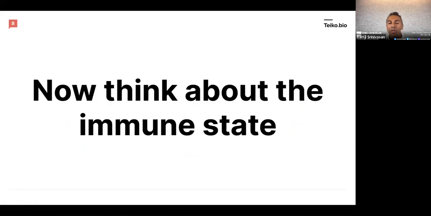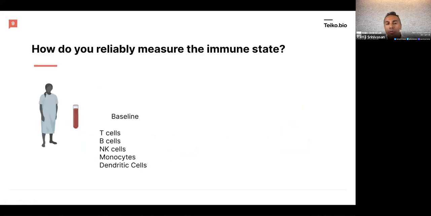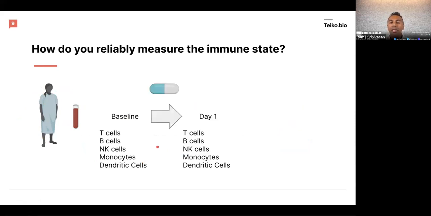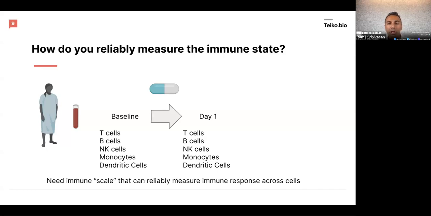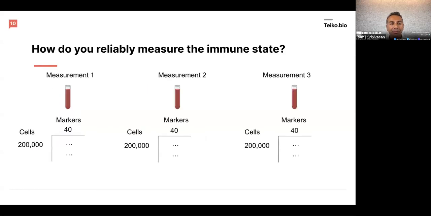So now think about the immune state. We just talked about 1 kilogram, 1 measurement. If you are to translate this to measuring the immune state, imagine you've got a patient and she's drawing blood, and you get a baseline test for her and look at her immune state. You're looking at T cells, B cells, NK cells, monocytes, dendritic cells. Now, if you give her a drug, and on day 1, all those immune cells will shift. The T cells, B cells, et cetera, these will all move, and they may be in different activation states. They may be in different amounts. So similarly, you need an immune scale that can reliably measure immune response across these different cells.